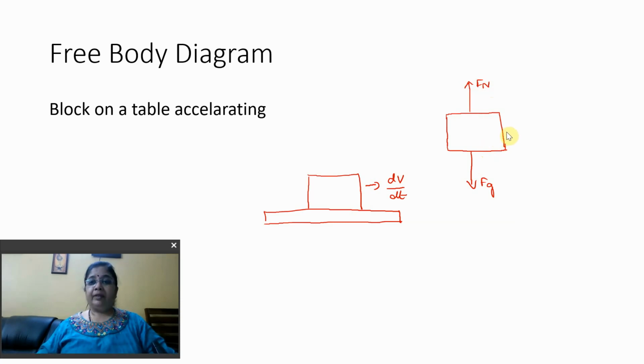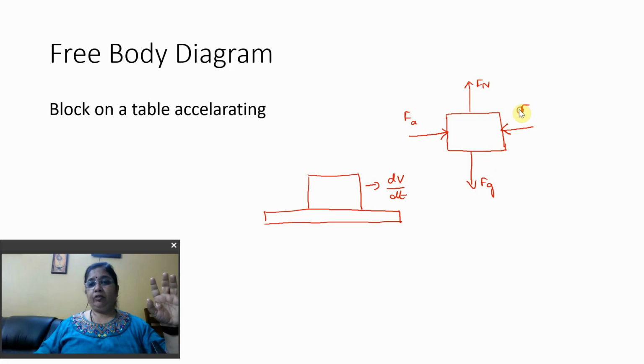So what do we have here? We have the block that is accelerating. So what is happening? There is a force that is trying to accelerate the block. Let us call it an applied force, some FA. But what is happening here? There is a frictional force which is acting against it, failing which the block is going to accelerate madly.